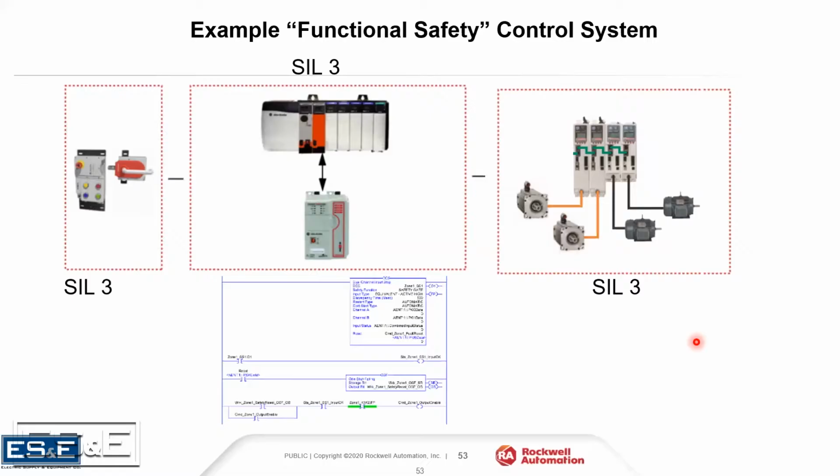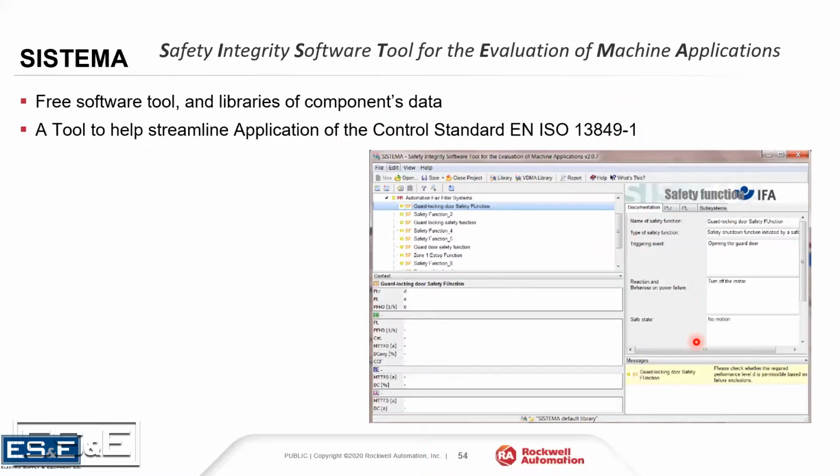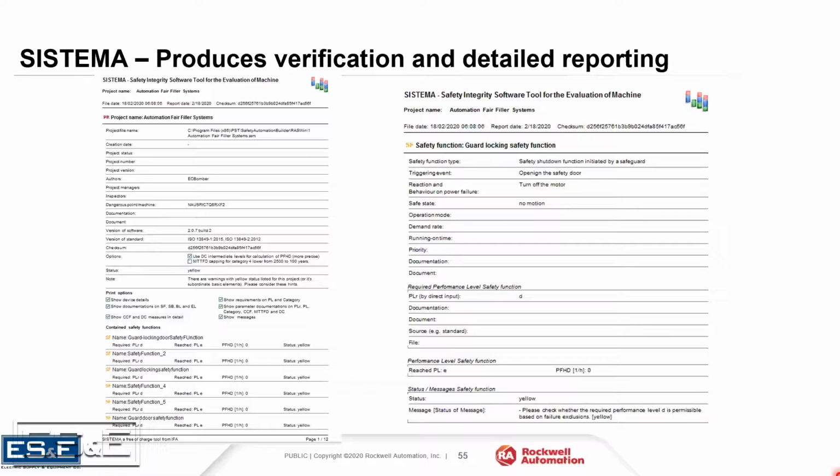So when you're doing performance levels, if you have done any kind of calculation in the past, you'll know that you have to have proof that you actually attained that particular score. And there are some software tools out there today. One in particular that's very popular is Sistema. Sistema is third-party software where you enter all the necessary criteria, and once you do that, it generates a report for you. Here's an example of what that report will look like.